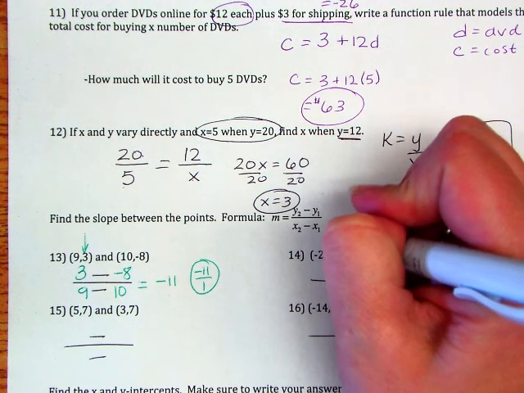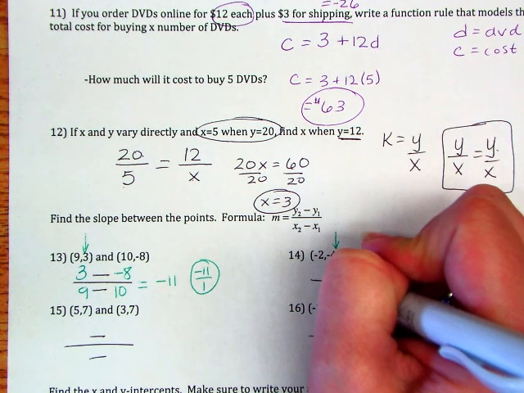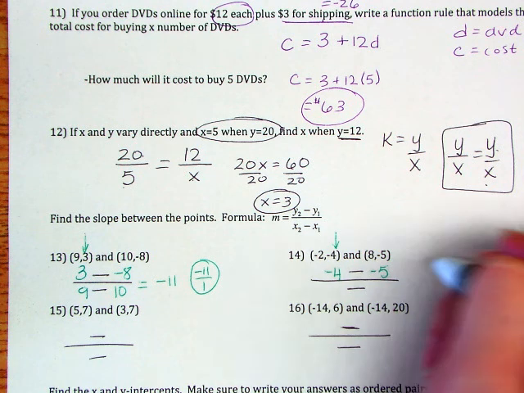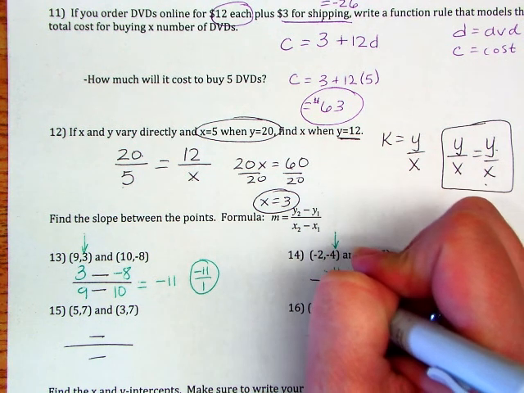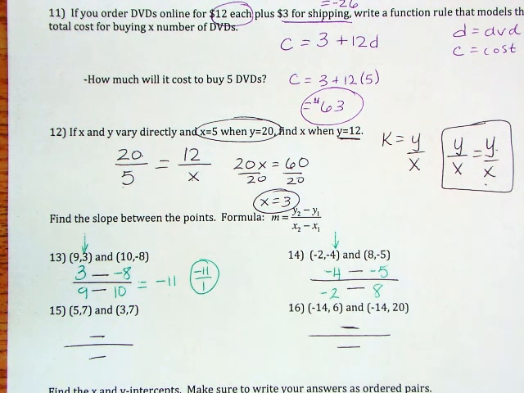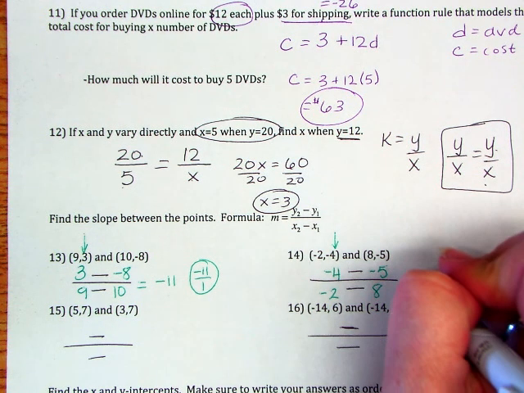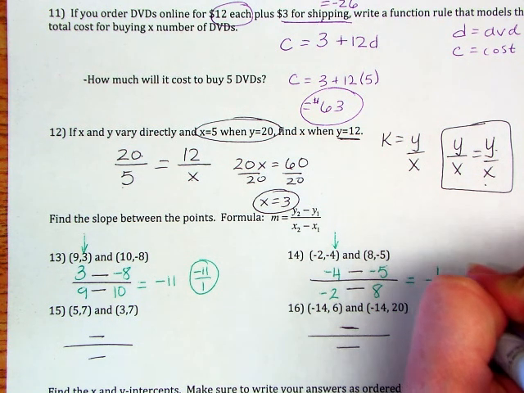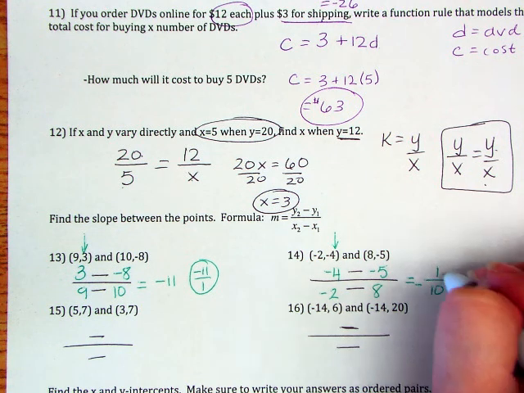When I move here, I'm going to take the first number, -4, y value, first y, minus -5, over -2, and fill in the 8. When I put this in the calculator, I'm going to get -1/10.